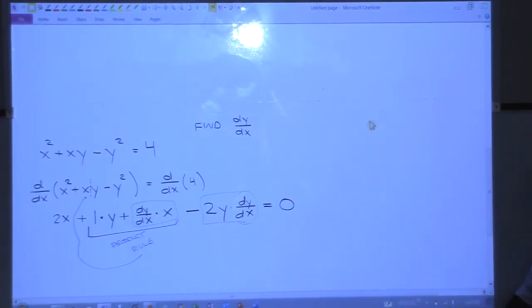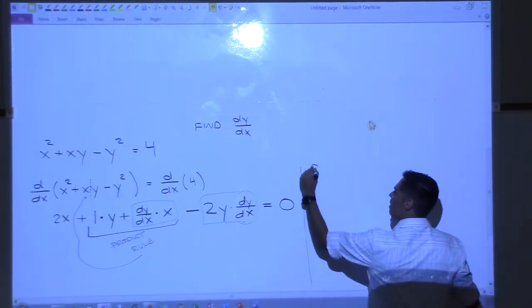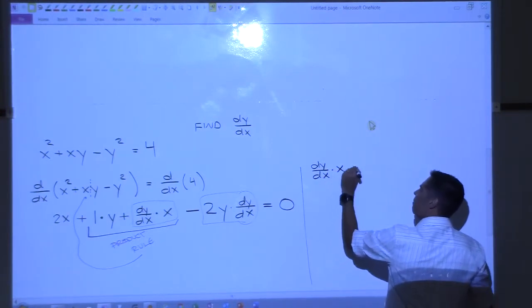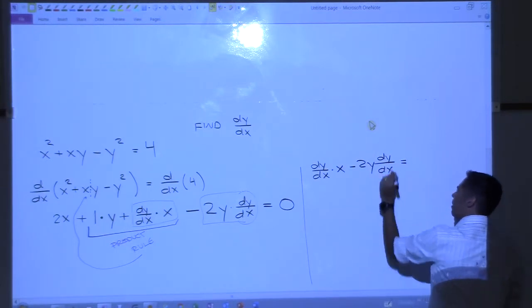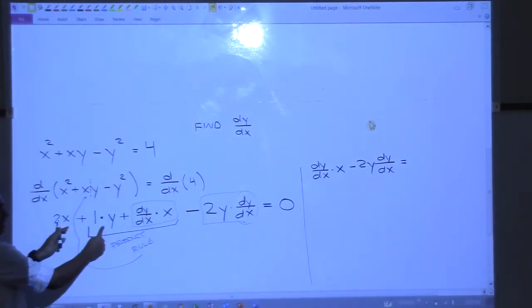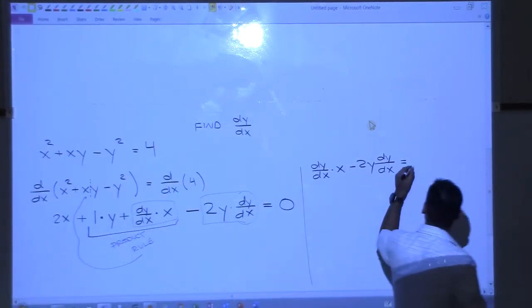So the way we're going to solve for dy dx is anything that doesn't have dy dx is going to go to the other side of the equation. So I'm just going to keep dy dx times x minus 2y dy dx over here. And then on the other side, I'm going to move the 2x over, and that's just a y, right? So I move 2x and y to the right side, which makes them both negative.